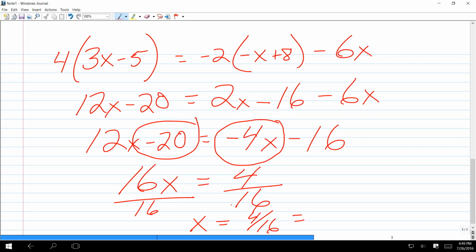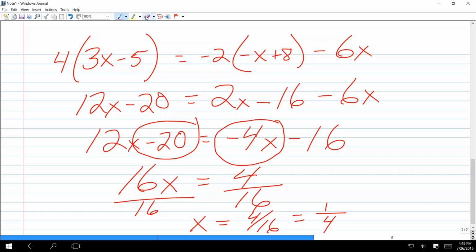Let's talk about this. I have a numerator that is smaller than my denominator. If that's the case, the number cannot be greater than 1. The only way you get numbers greater than 1 is if your numerator is bigger than your denominator. If it's like this, then the number has to be between 0 and 1. So you were close, but it's 1/4.